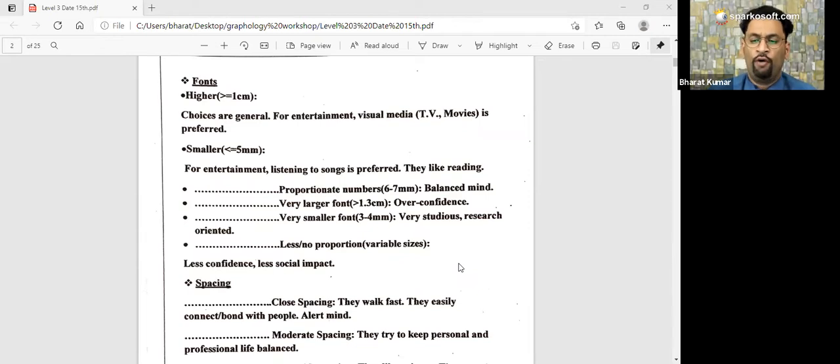If no fixed proportion is there, and the font size is variable, it means either they have very little social impact, lesser confidence, or they have a fluctuating mind. Their thought process is not fixed. Their personality order is not fixed. So in this way, they have a fluctuating mind, less success, and mostly criminal tendency is found.